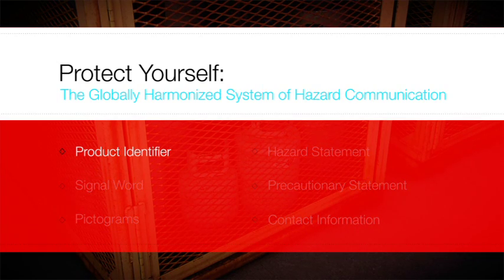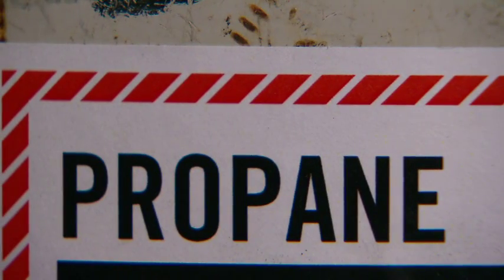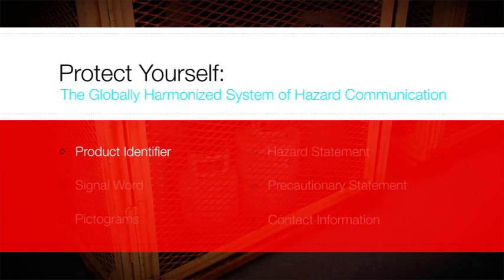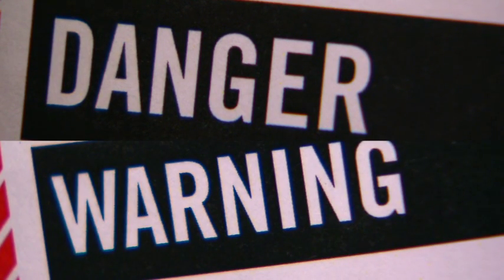The product identifier is nothing more than the name or number used for a hazardous chemical on a label or in a safety data sheet. It's there so the user can quickly identify the chemical substance. A signal word is one word used to alert you to the severity of the hazard. The two signal words are danger or warning. Danger is used for more severe hazards.